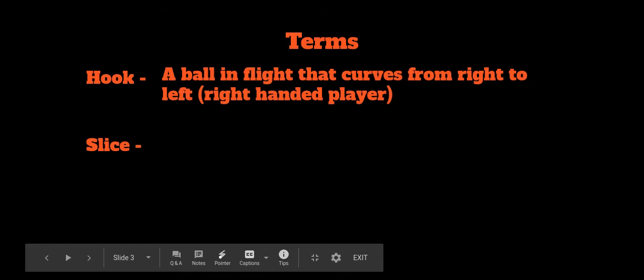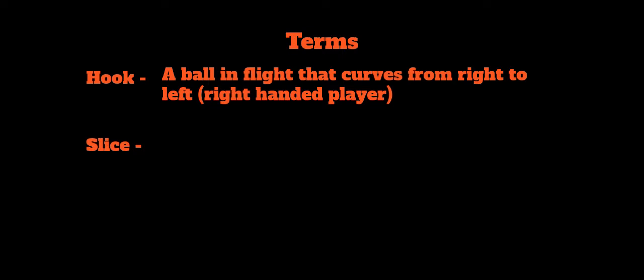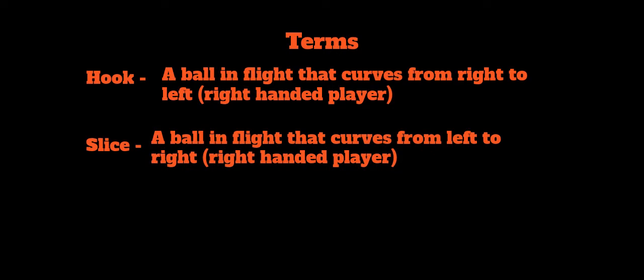Now we're going to talk about the hook and the slice. The hook and the slice would be, I guess, considered errors or mishits. It's when you're trying to hit the ball straight, but instead you hook it or slice it. So a hook for a right-handed player is a ball in flight that curves from the right to the left. It's usually when the club head comes in ahead of the hands, the club head is closed, and it hooks the ball off to the left. A slice is a ball that curves from the left to the right. So if your hands come in before the club head and the club head is slightly open, you will slice it off to the right.